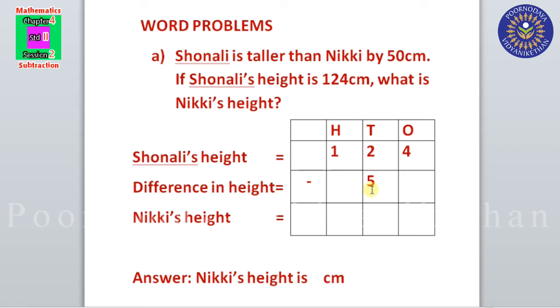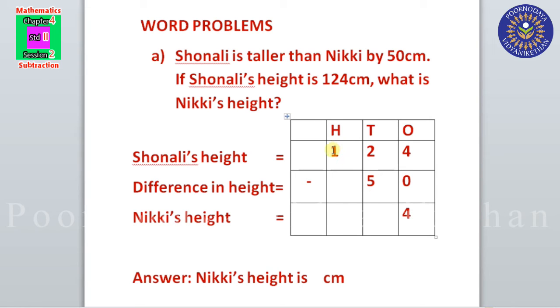That 50 you have to subtract from 124. So you have to write 50 below 124, like this. 124 minus 50. Now you have to subtract and write the answer. 4 minus 0 is equal to 4. Then next, 2 minus 5. In tens place there is 2 minus 5. You know, 2 is smaller than 5.